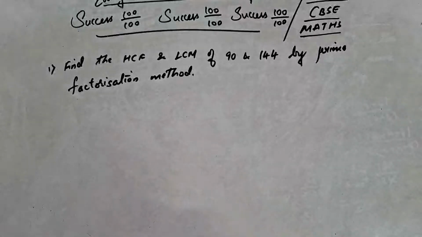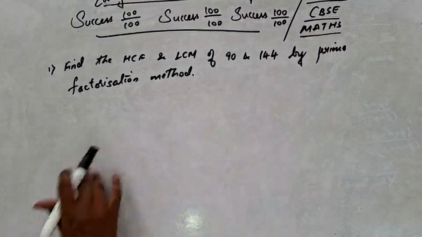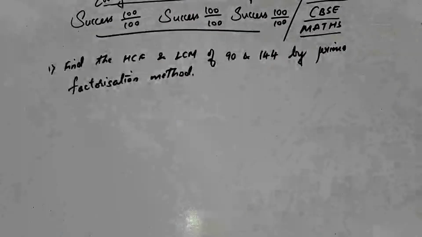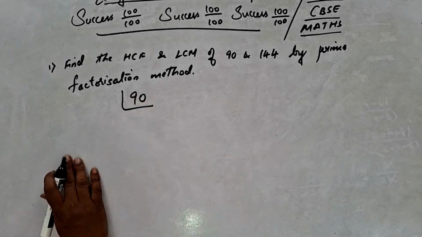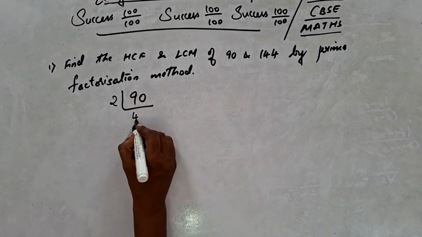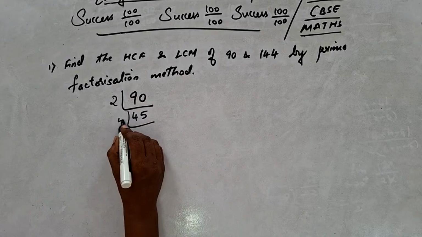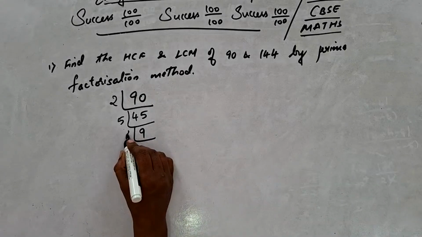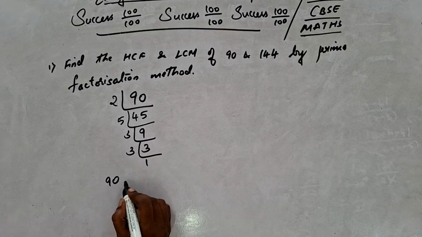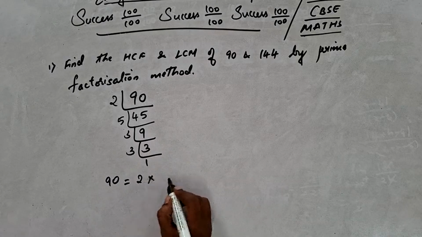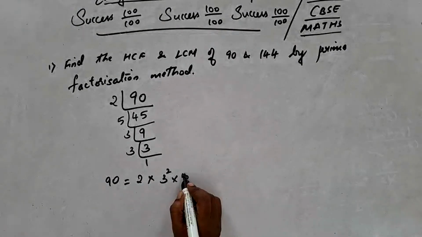Find the HCF and LCM of 90 and 144 by the prime factorization method. A very basic question. So, prime factorization of 90: 2 twos are 4, 2 fives are 10... 2 into 45, 5 nines are 45, 3 threes are 9, 3 ones are 3. Therefore, the prime factorization of 90 is 2 into 3 square into 5.